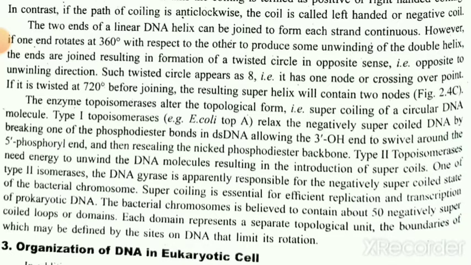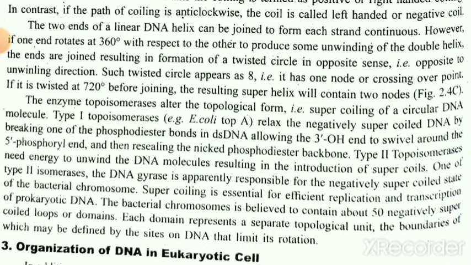Type II topoisomerases need energy to unwind the DNA molecules, resulting in the introduction of supercoils. One of the type II isomerases, the DNA gyrase, is apparently responsible for the negatively supercoiled state of the bacterial chromosome.